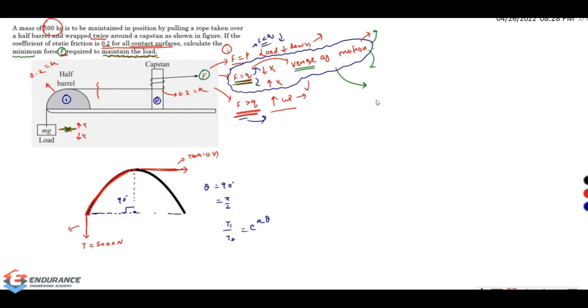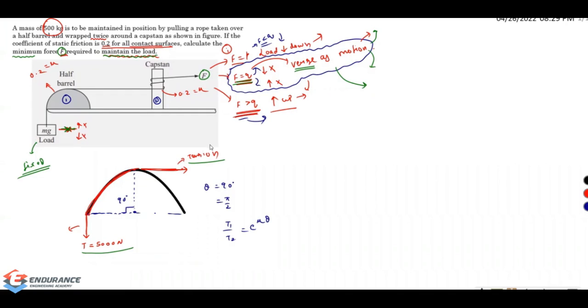Now, see, finding out which tension is going to be the tighter side, and which tension is going to be the slacker side, that is a challenging task, as I said already. It's a very simple one, but conceptually challenging. One thing you need to understand, this load is fixed, right? I'm not going to change this load at all.